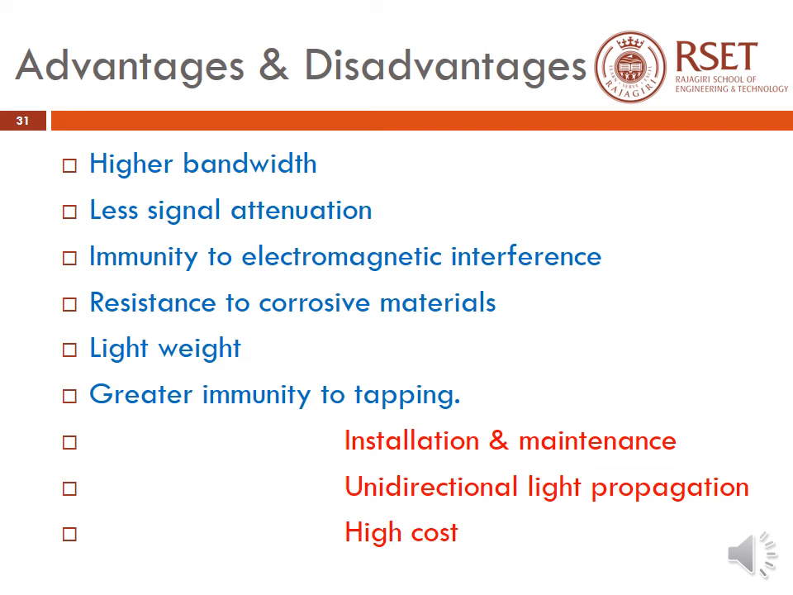Disadvantages are that the first and the most important one is the installation and maintenance work. That is, fiber optic cable is a relatively new technology, and its installation and maintenance may require expertise which is not available everywhere yet. Next one is unidirectional light propagation. That is, propagation of light is always unidirectional. If we need bidirectional communication, we have to use two fibers. That is another disadvantage. And the last one is the cost factor. The cable and the interface are relatively more expensive than those of other guided media, due to which again the installation cost may increase. So these are the disadvantages of fiber optic cables.